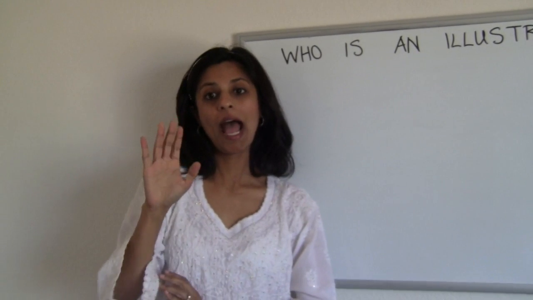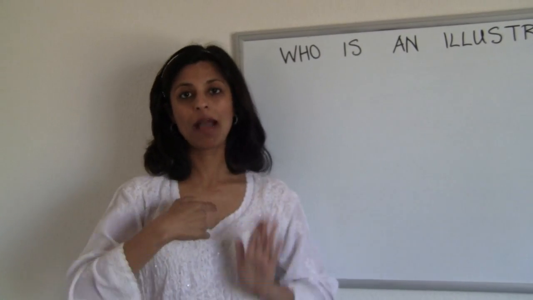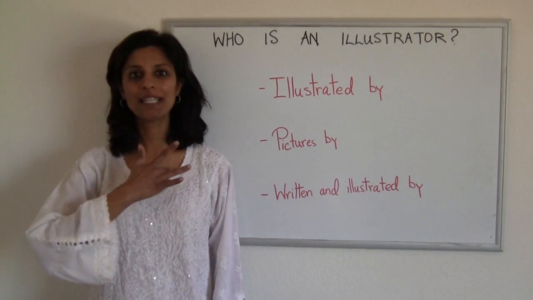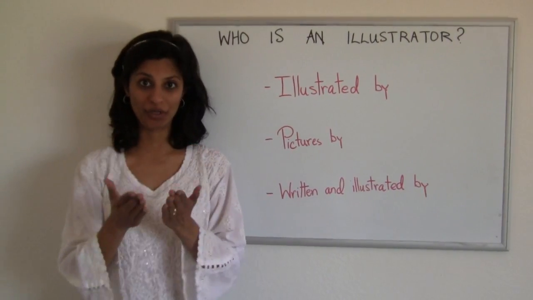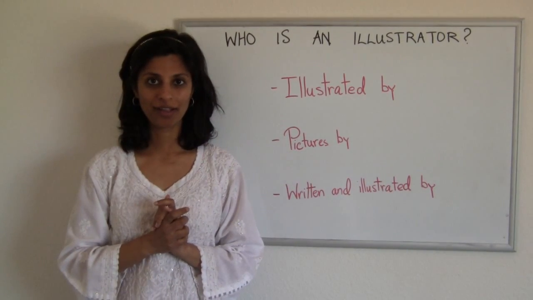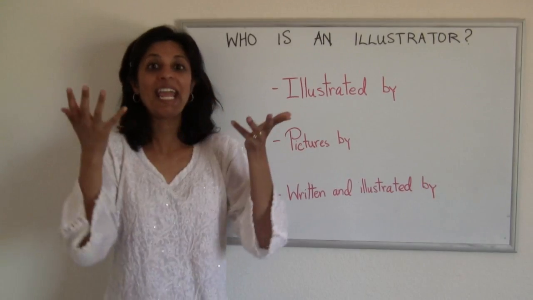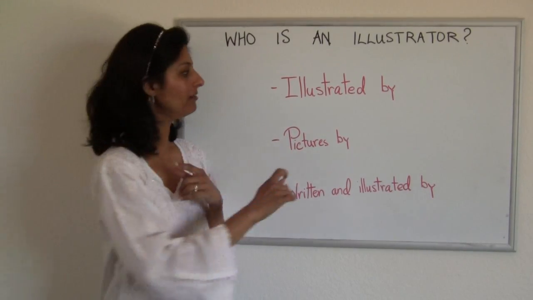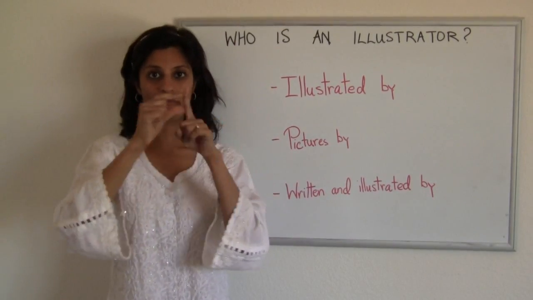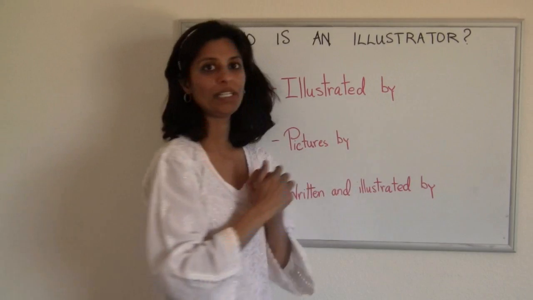You can look at the illustrator's name on the front page of the book, and I'm going to show you some examples. Okay? The name of the illustrator tends to be on the front page of the book. How do you identify the name of the illustrator? You will see words like illustrated by, and then the name of the illustrator is at the bottom of the words illustrated by, or sometimes it's written next to it.